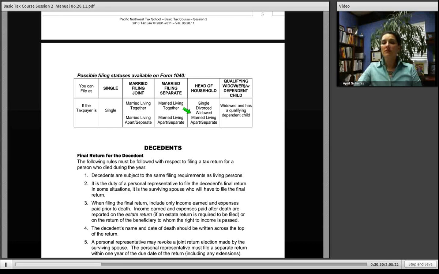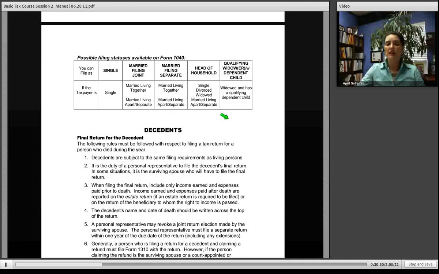And for certain people who are married, that head of household filing status is available, but only if you lived apart from your spouse for the last 6 months of the year and meet all of the other tests. And finally, if the taxpayer is widowed and has a qualifying child, then the taxpayer can file using the qualifying widow or widower with dependent child filing status. So that concludes our lecture on the 5 filing statuses.